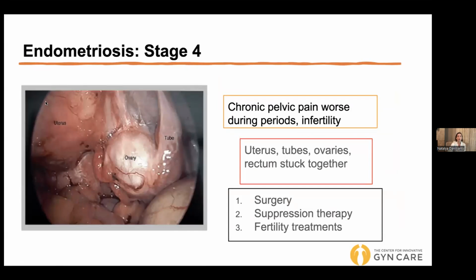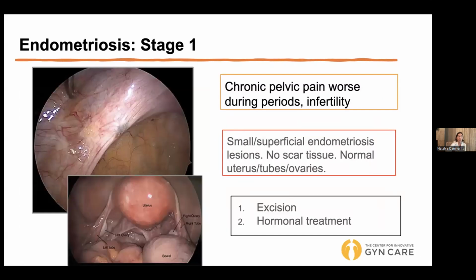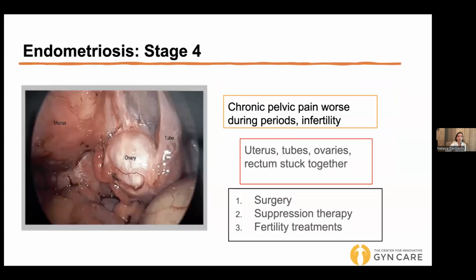Now, this is the same thing, same symptoms: chronic pelvic pain, worse during periods, infertility. But this is a totally different picture, right? Here's the uterus, here's the ovary, here's the fallopian tube, but it looks very different. The other picture is sort of half of this, showing this part. So here you've got the tube. You can't even see the end of the tube. It's over here. It's stuck to the uterus. All of this stuff is endometriosis. So it just looks terrible.